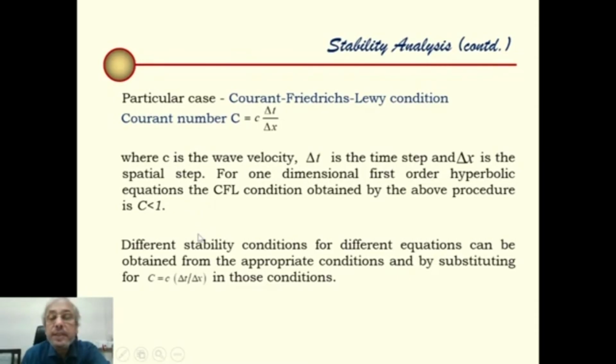Different stability conditions for different equations can be obtained from appropriate conditions. Everywhere velocity plays a role, so the restriction on velocity over a time step is obtained from this CFL condition. If we substitute in the stability requirement expression the combination of c delta t by delta x, or velocity into delta t by delta x, we get uppercase C, basically the Courant number.